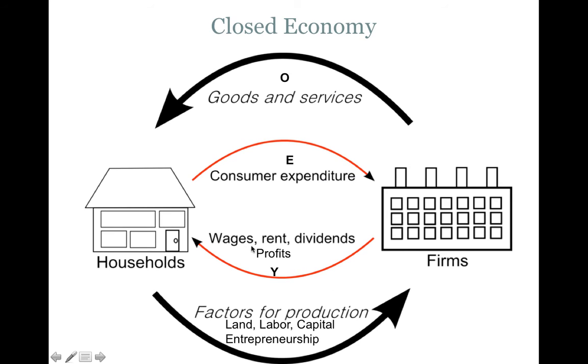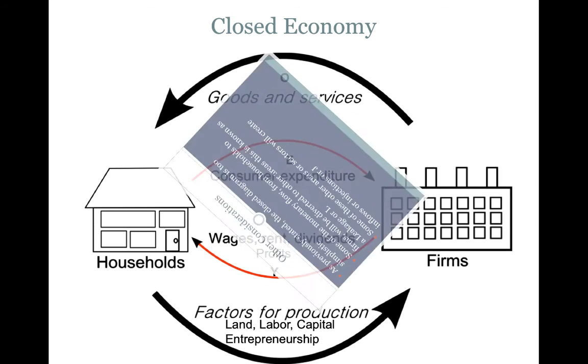Also, wages, rent, dividends and profits, which is income, if you added up all the income everybody made in an economy in a year, that would also equal GDP. So you've got these three things: output, expenditure, and income. In an economy, they should all add up to one another.